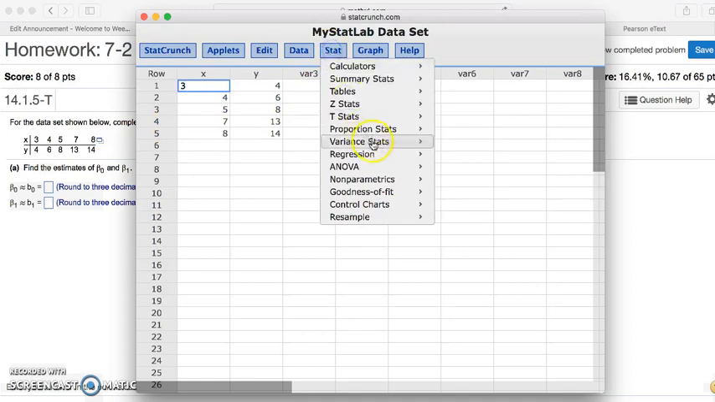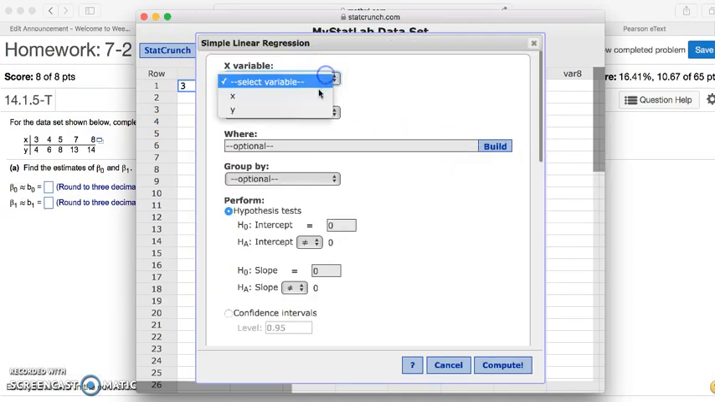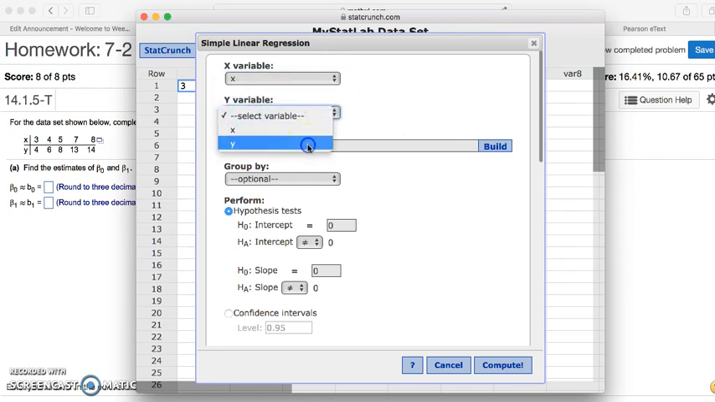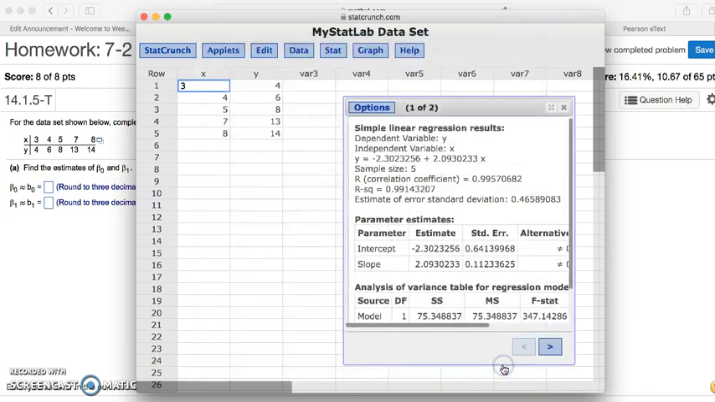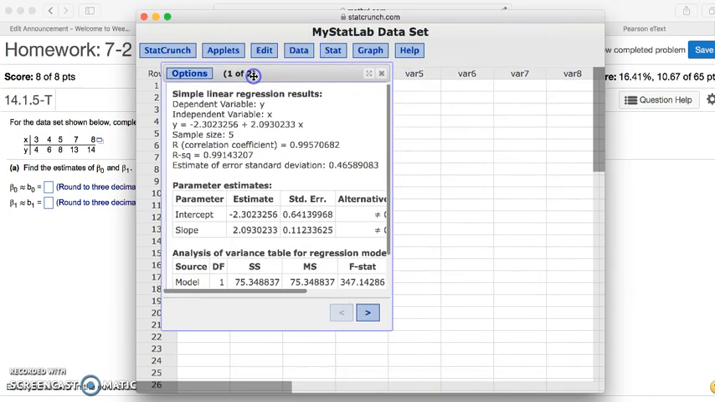Go to Stat, Regression, Simple Linear. Select your X variable and your Y variable. And we're not going to worry about any of the other stuff right now. Just click Compute, and let's get a look at our results here.